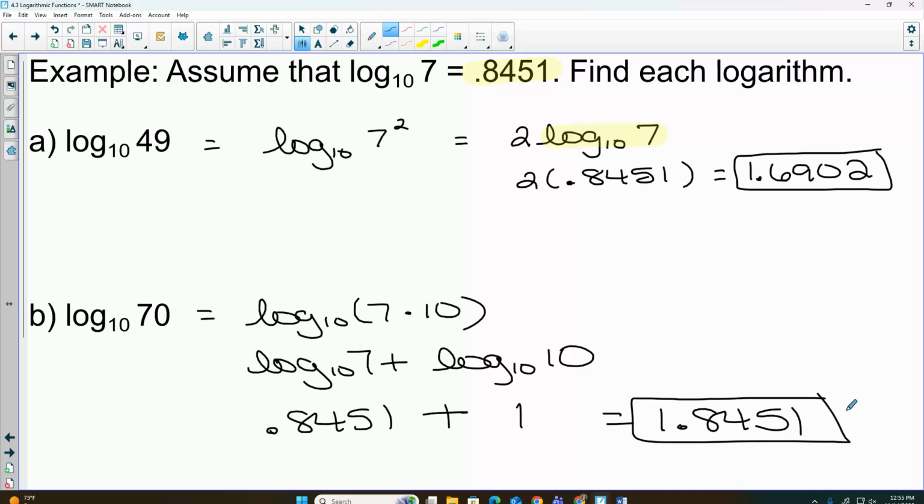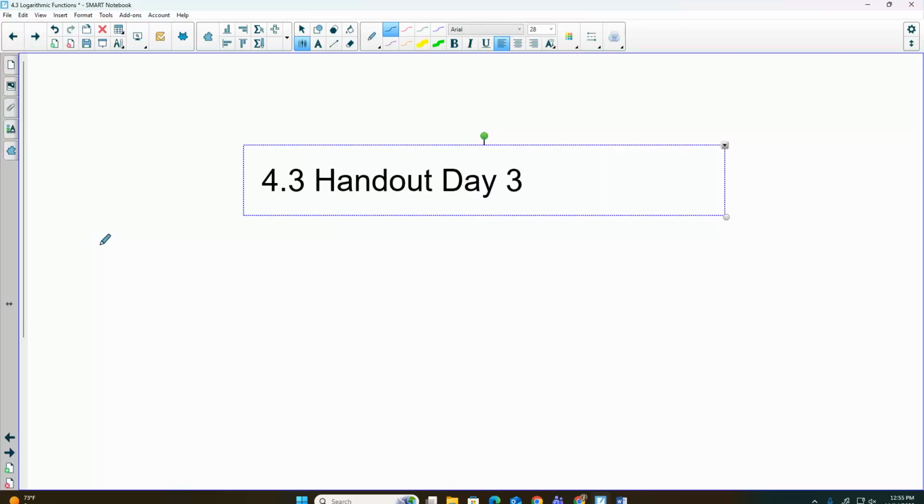Any issues with this? So we have quite a bit of time left. My hope is that you can get your homework done and not have anything to take home over the weekend. So we're on day 3 of that handout I posted on Classroom.